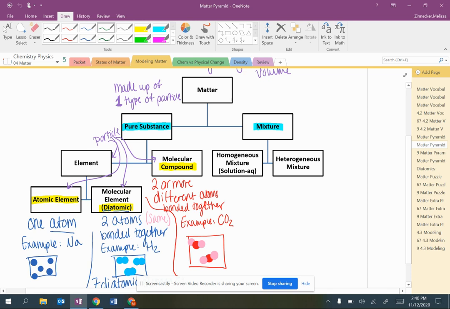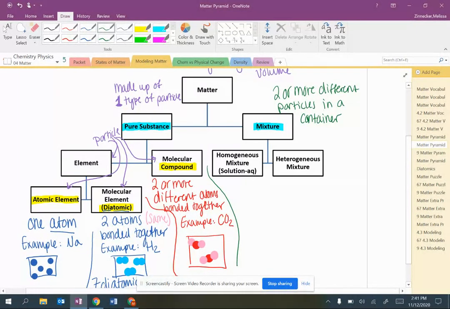All right, so now let's talk about mixtures on the other side of this matter pyramid. A mixture is defined as two or more different particles in a container. So this can be split into two different groups. We have homogeneous mixture or heterogeneous mixture.